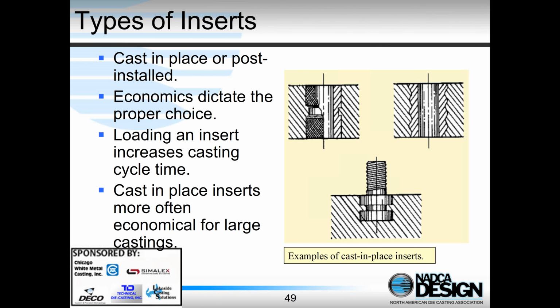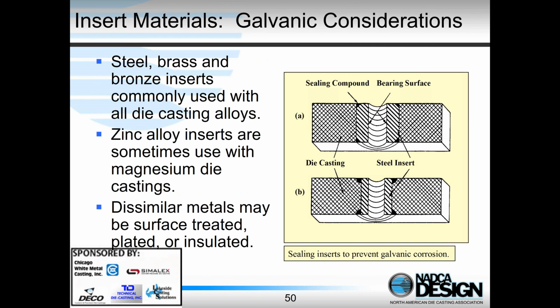One other thing you've got to think about with cast inserts is that you've got to avoid galvanic corrosion between the die casting and the inserted material. So again, you can talk to the insert suppliers. You can get guidelines in terms of what insert material to use with what die casting alloys.